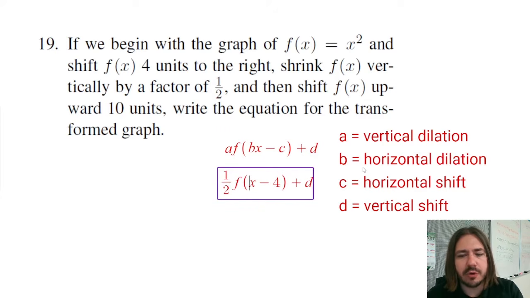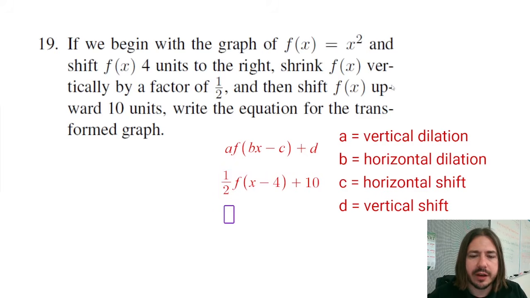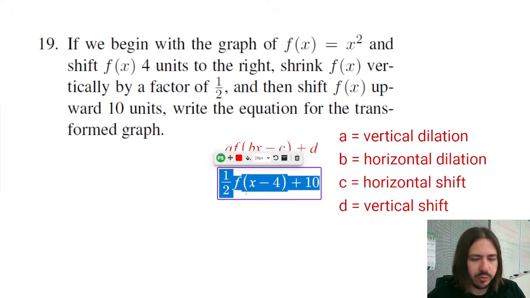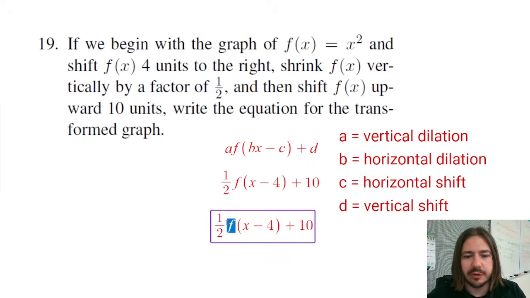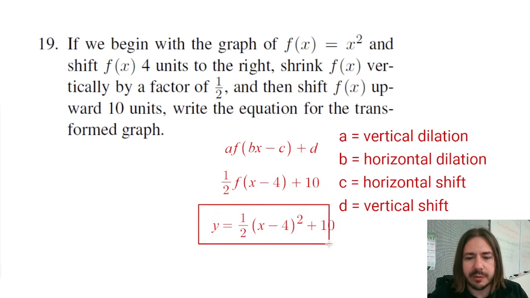There's no horizontal dilation here, and then we do have a vertical shift upwards 10 units, and so there we go. So this is what the function would look like in general, but if we wanted to write it in terms of x squared, we would just rewrite it like this. So if f of x is x squared, we'll just replace this with x squared like that. This would be the new equation. I'll just call it y equals. So here's your answer for number 19.